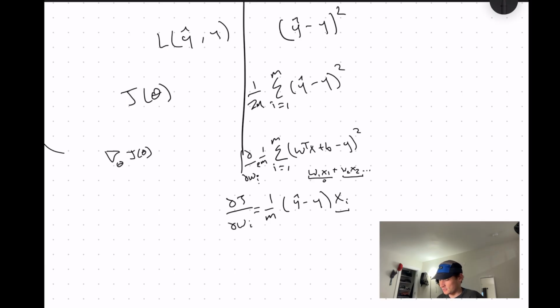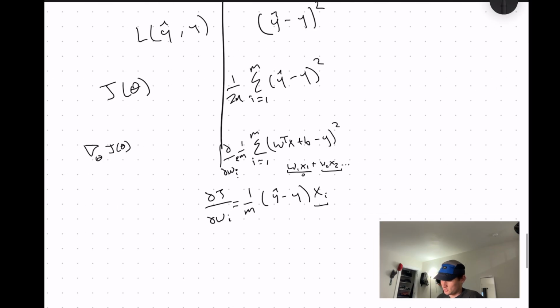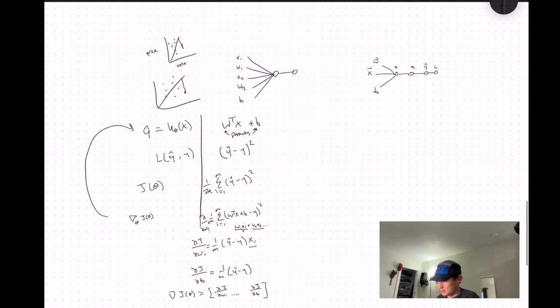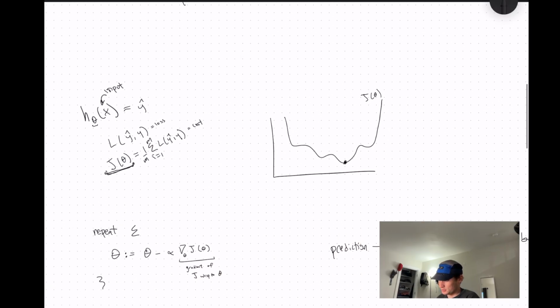And so we can do the same thing for b, but it's just going to be a 1 in that spot. And yeah, okay, so like this. Okay, so that means our gradient is really just a vector of all of these terms. So now we know what direction to go.